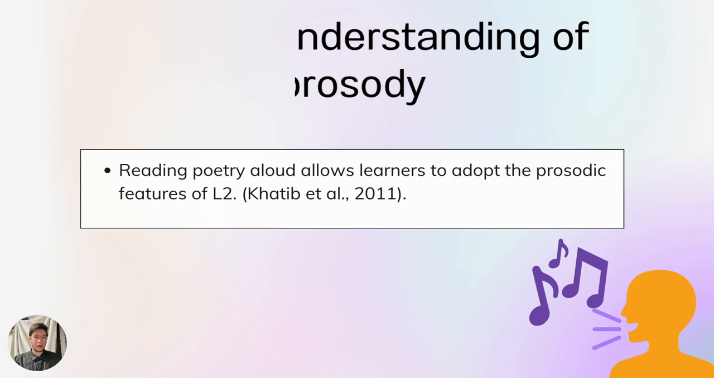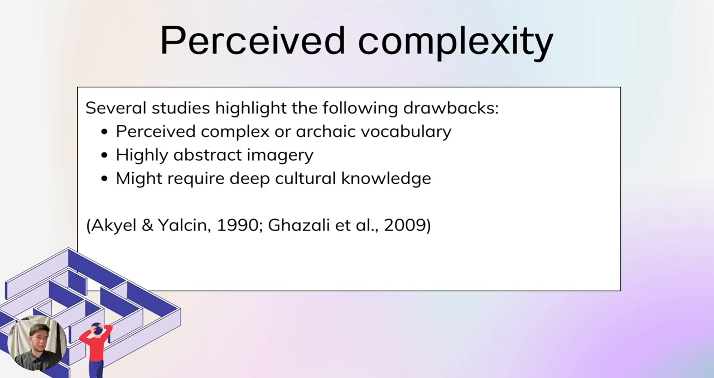All right, and now we will talk about some perceived drawbacks or limitations of poetry. First of all, there's this factor of perceived complexity. In his study, Ghazali and other researchers pointed out that students tend to have negative ideas about poetry because they perceive poetry as something complex or archaic or canonic or too long or requiring too much cultural knowledge. So mostly those ideas stem from having a negative previous experience with poetry.